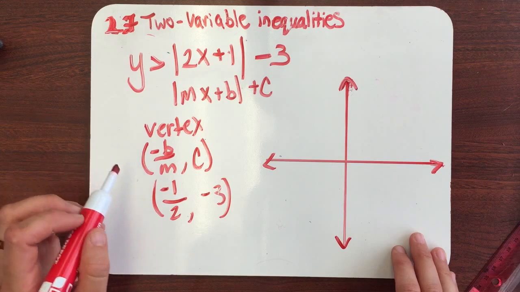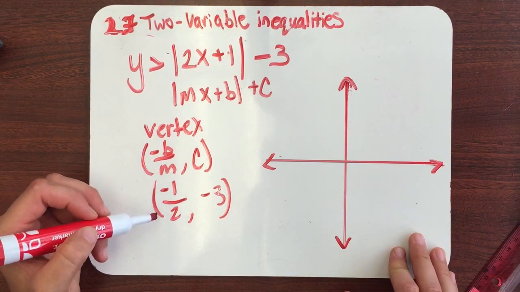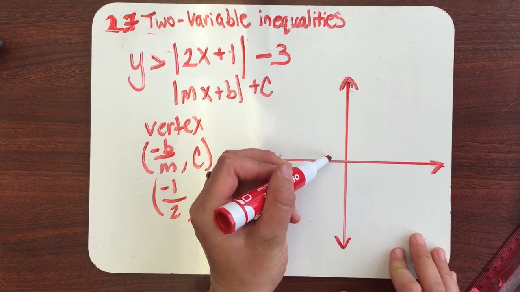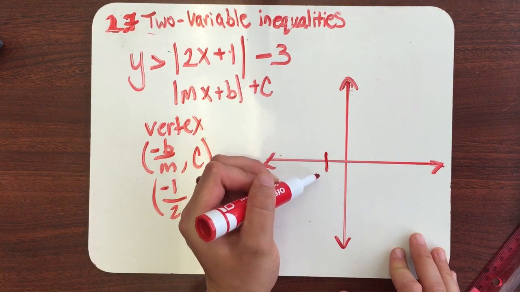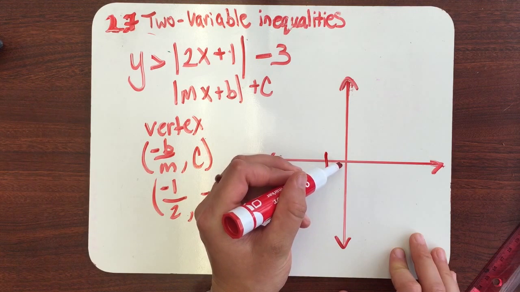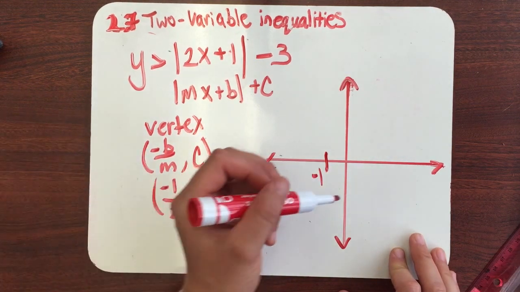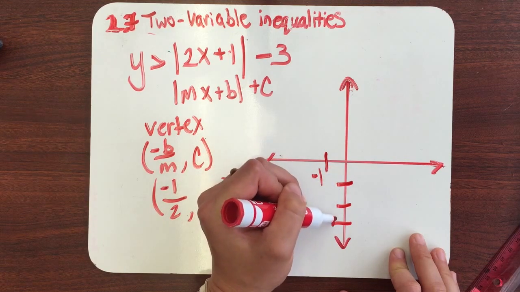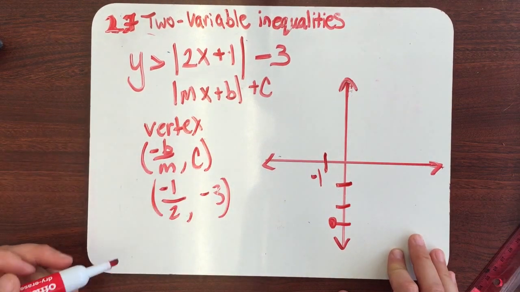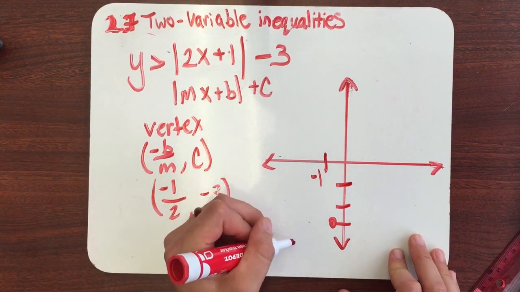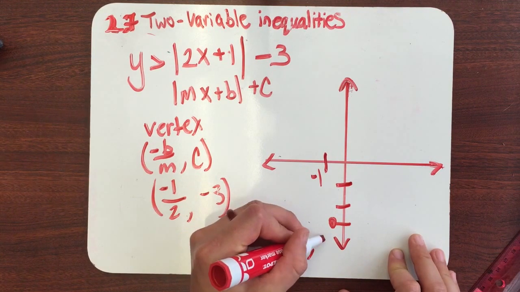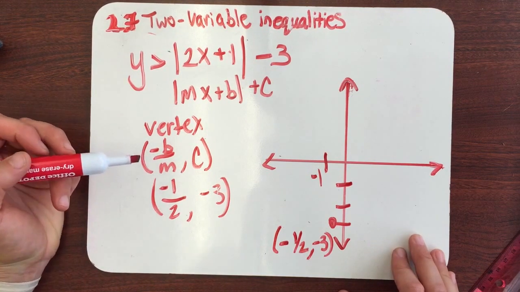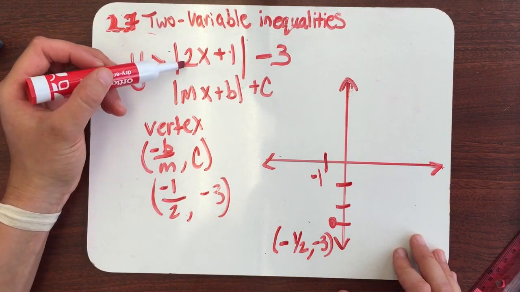Okay, so we're going to plot our vertex of negative 1/2, negative 3. So we go over to negative 1/2. So if this is a negative 1, we go halfway over, negative 1/2, and negative 3. 1, 2, 3. So we'll be about right here, which is negative 1/2, negative 3. And that's our vertex.